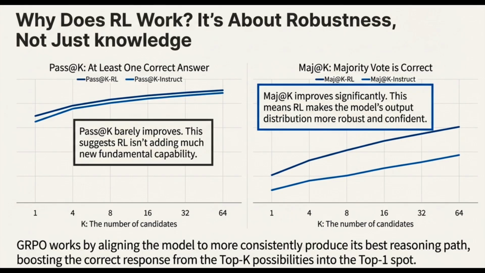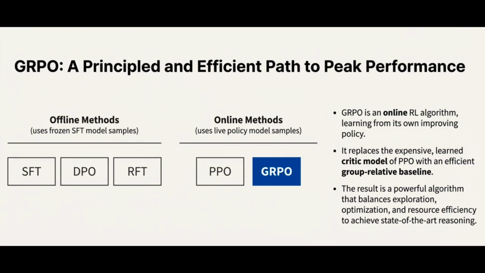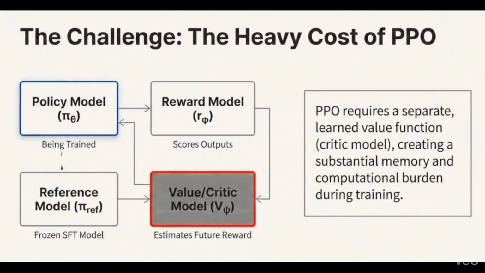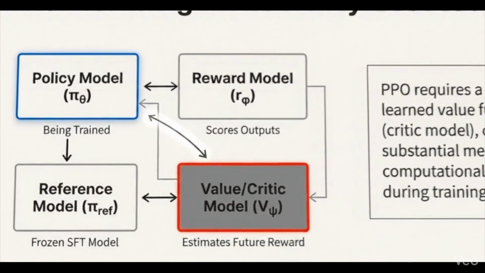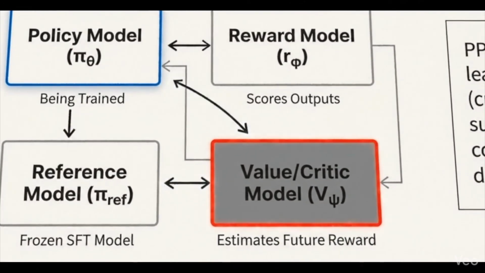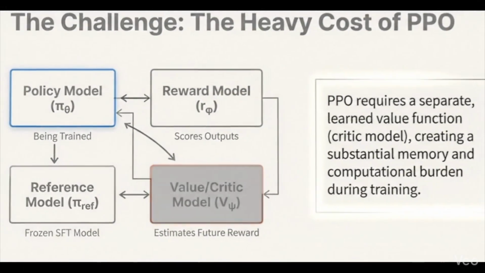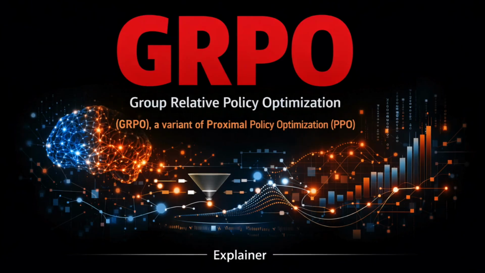So what is it doing? It is massively improving its robustness. They measured this with Maj@K. Which is, if you sample K outputs and take a majority vote, that vote is correct. And the improvement there was huge. It was staggering. It means the model already knew the answer. That correct reasoning path was already latent in its parameters, buried somewhere in the top K possibilities. The policy was just misaligned. It wasn't confident enough to consistently put its best answer first.